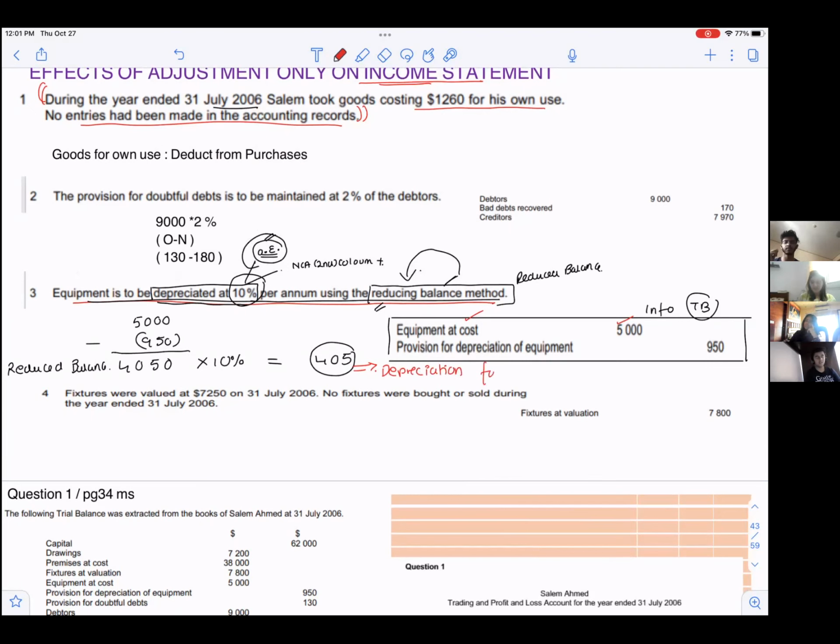What does this represent? Depreciation for the current year. Where will it go? It will go in other expenses. How much will go in other expenses? 405. Are you with me?